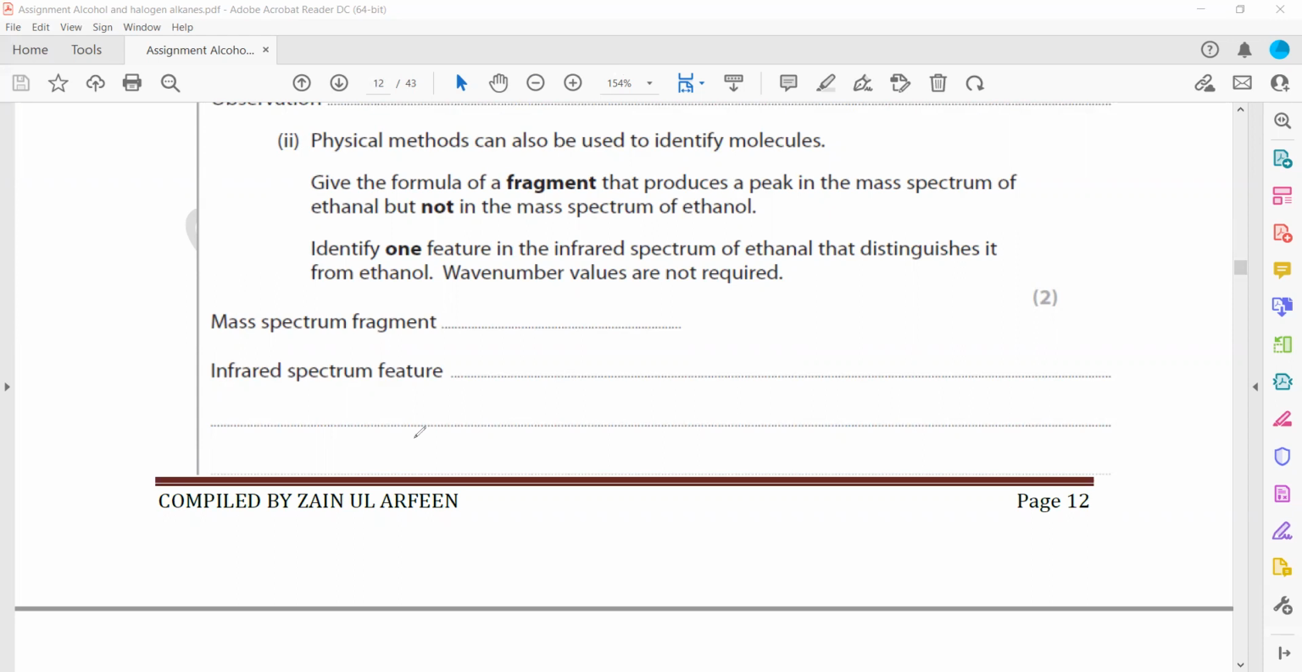Look, if we have ethanal, we draw the structure, we write the formula for ethanal. It will be CH3CHO, that is ethanal, and ethanol will be CH3CH2OH. So what will be the fragments? First we break from left to right. So it is CH3. We'll get a peak at 15. Or it might be CH3CH2. CH3CHO. That is a molecular ion peak.